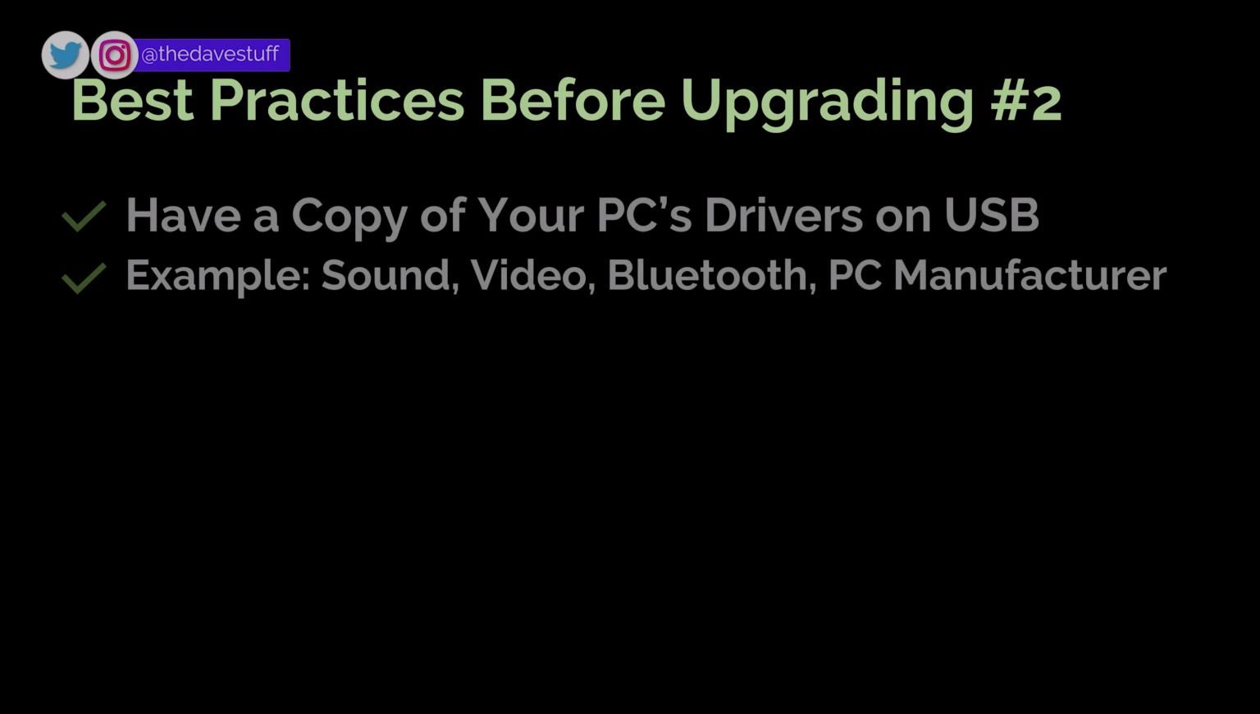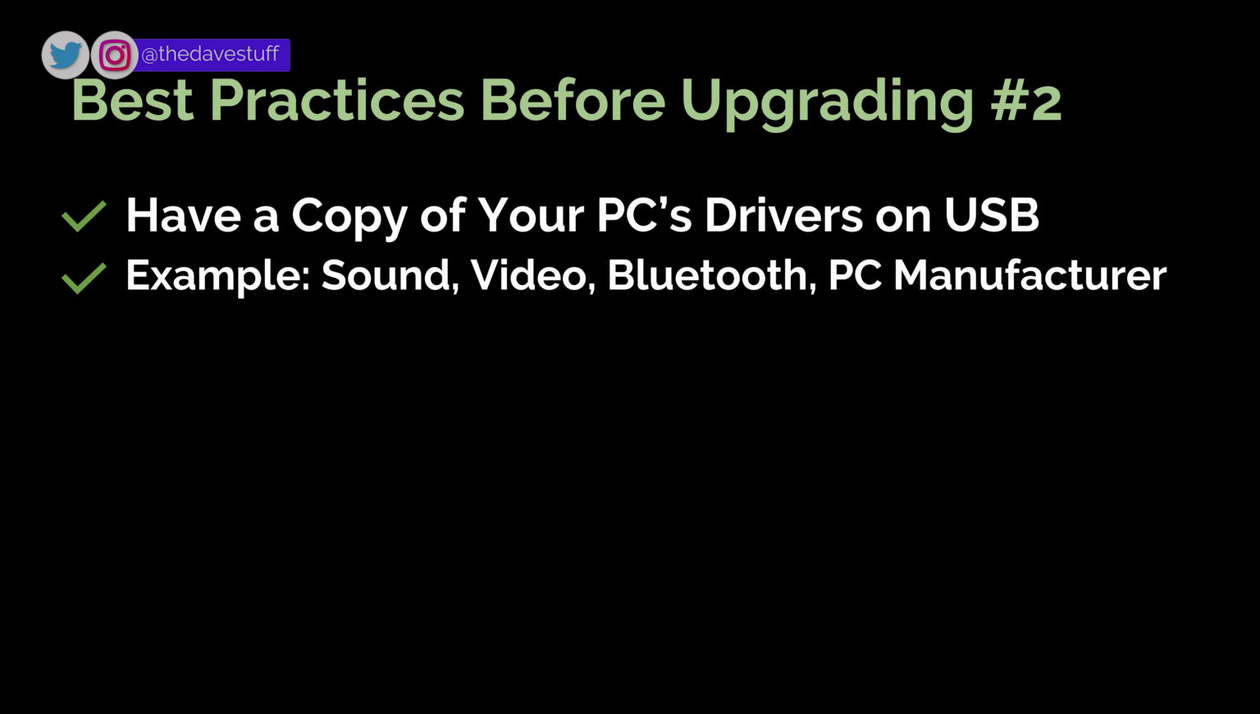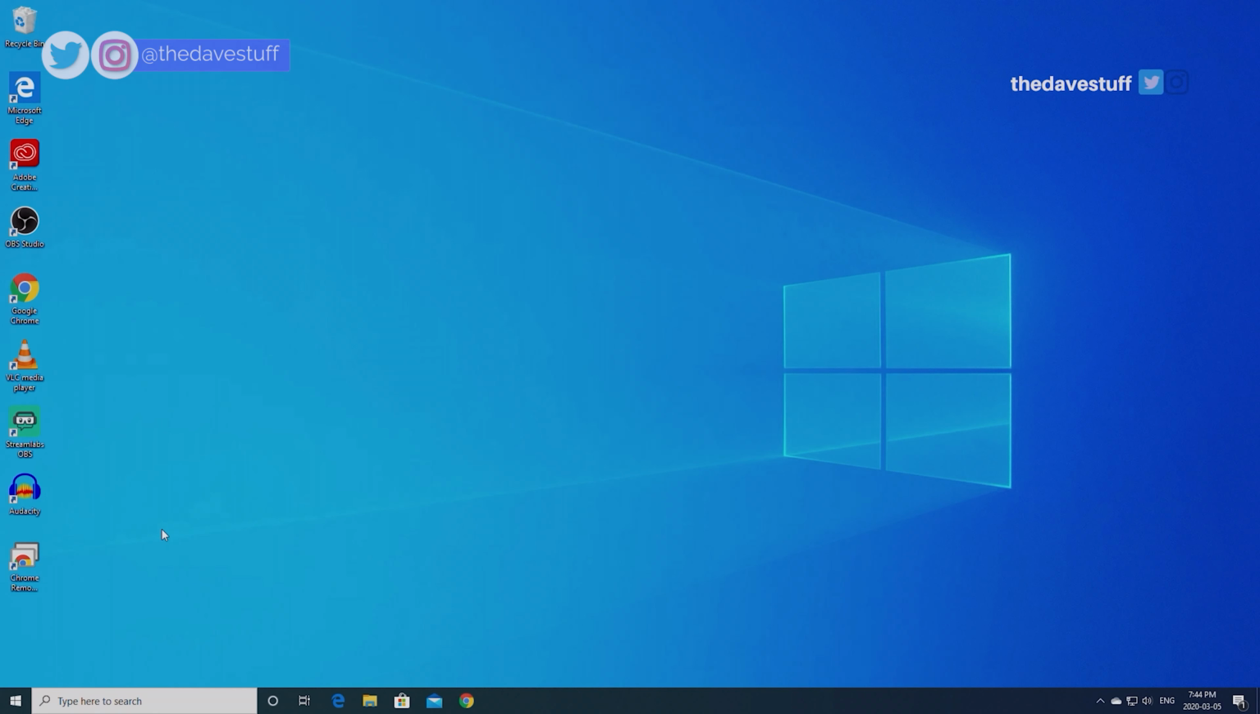Next, we should always have a copy of our drivers for our system in the event something goes south and you need to reinstall those drivers. Examples of drivers are, if you have a laptop, you'll have drivers from your manufacturer, the drivers from your PC manufacturer or from your motherboard manufacturer, sound drivers, video card drivers, network card drivers, Bluetooth drivers, motherboard drivers, and maybe even RAID drivers. These drivers should be saved on a USB stick, and you should not rely on the cloud because in the worst case scenario, the cloud's not going to help you.